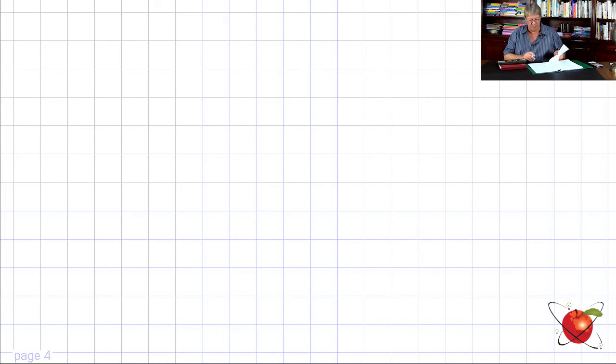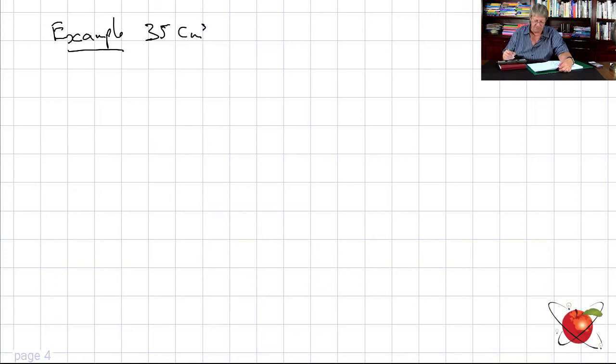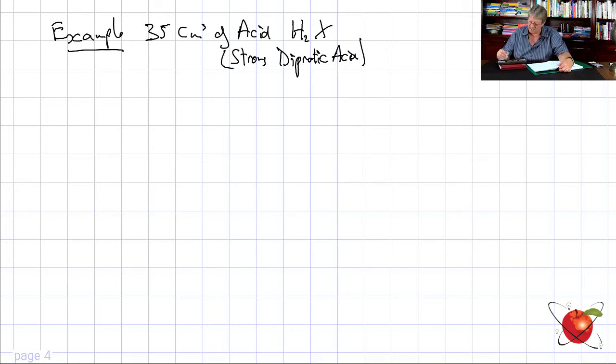I think the last example here is 35 centimeters cubed. This is worth actually taking down. 35 centimeters cubed of acid, H2X. We don't know what the X is, we don't really care. I'll explain why. It is a strong diprotic acid. They could tell you that as well. It doesn't matter.